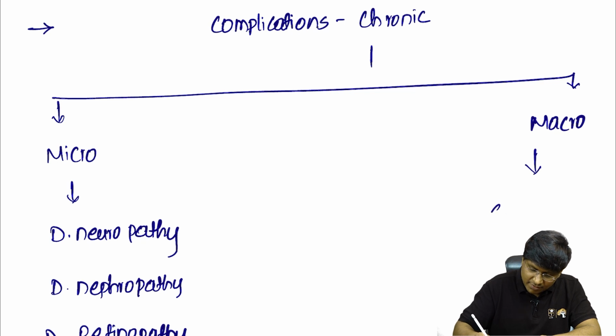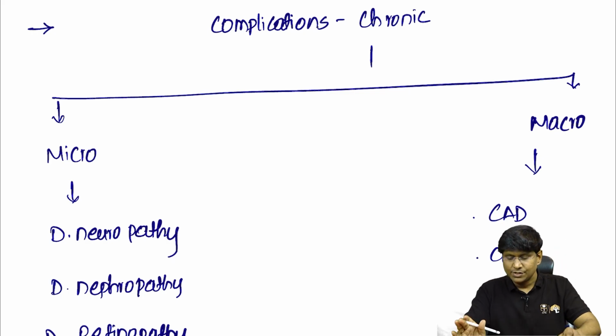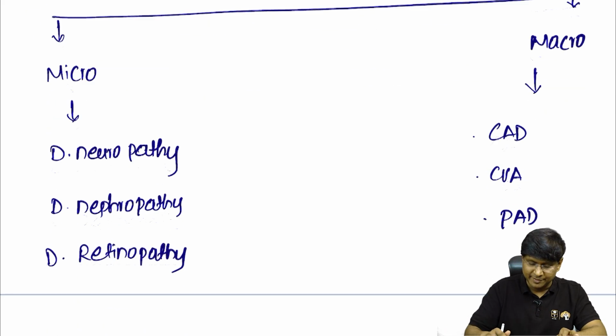Whereas macrovascular complications include coronary artery disease, cerebrovascular accidents, and then peripheral arterial disease. So these are the macrovascular complications that you will have in patients with diabetes mellitus, right?